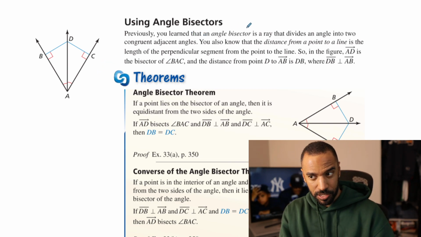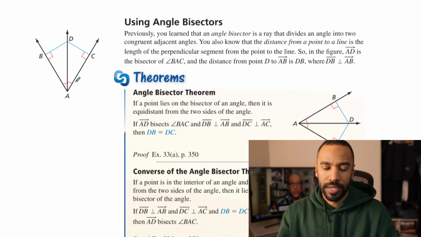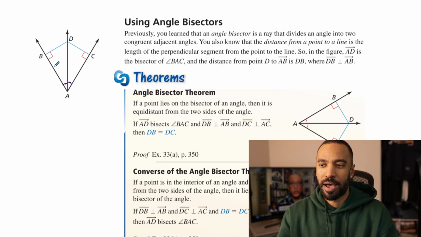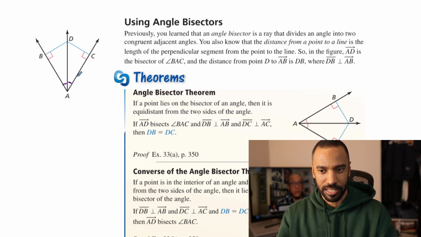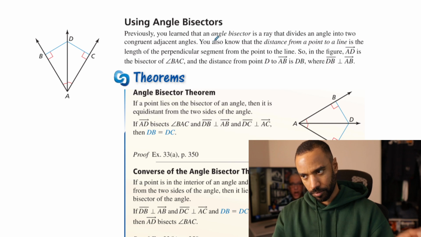But an angle bisector is a ray that divides an angle into two congruent adjacent angles. So this angle here is congruent to this one because ray AD is a bisector of angle BAC. That's kind of what they're bringing up here. Those two parts are congruent. It goes right down the middle.